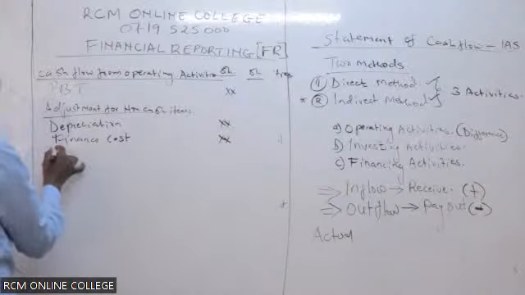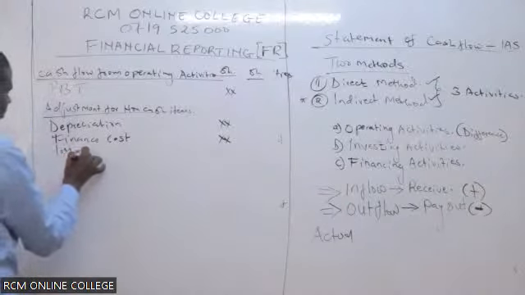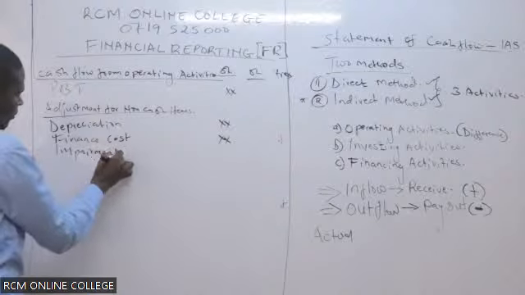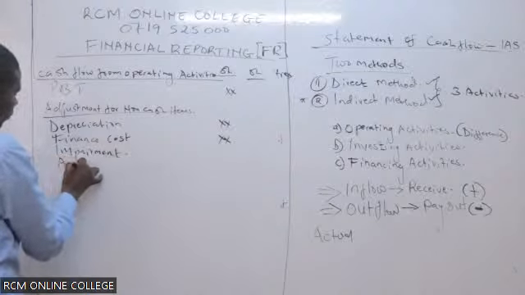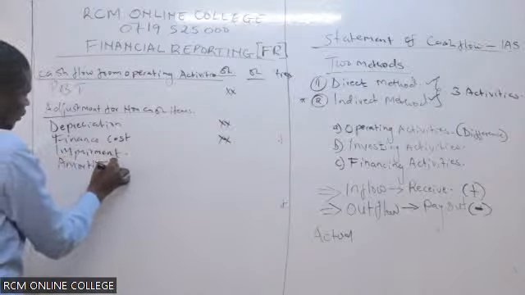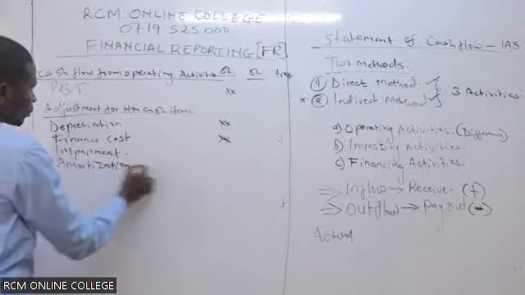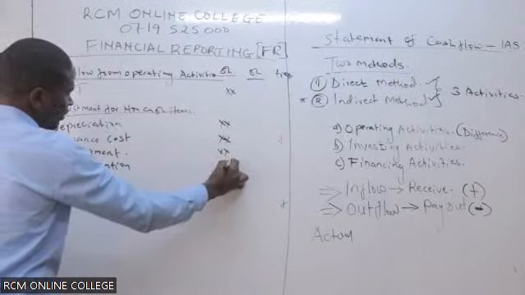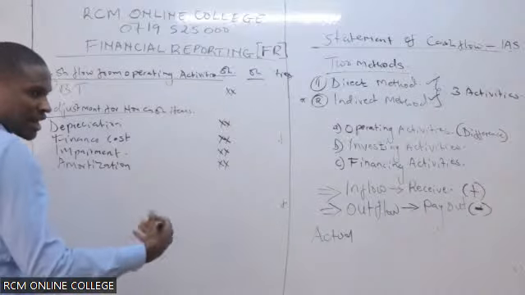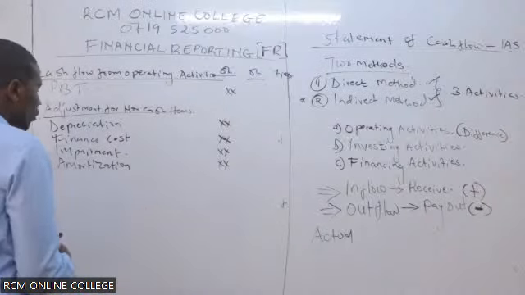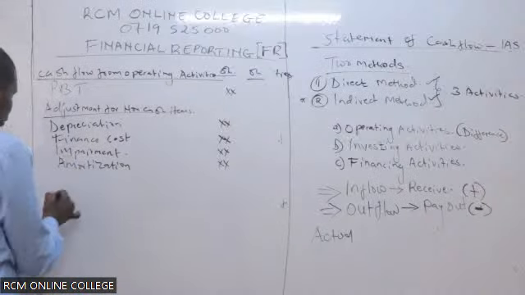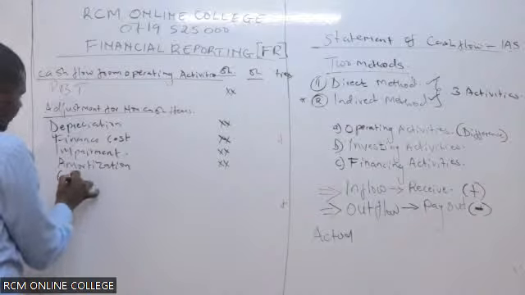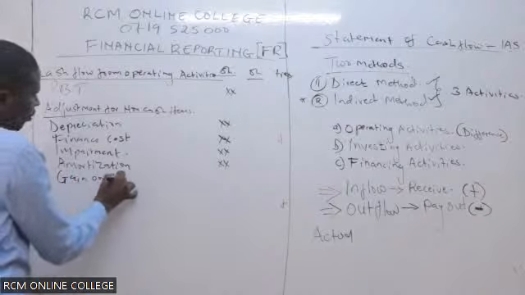Then we have something to do with the impairment. You can have impairment, amortization. Remember, all these are reductions of value. You add them back since they are subtracted in the original income statement. Then we have gain on sale of asset.